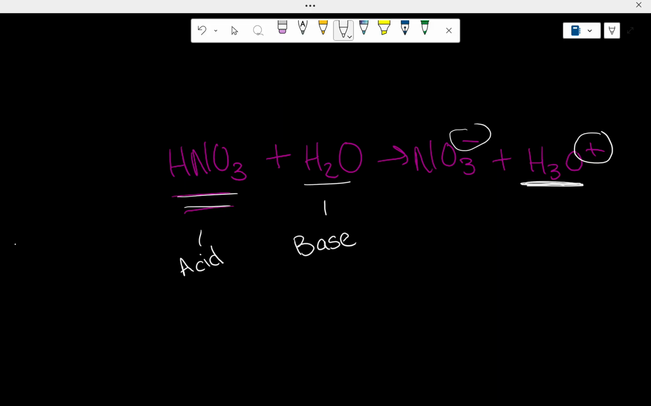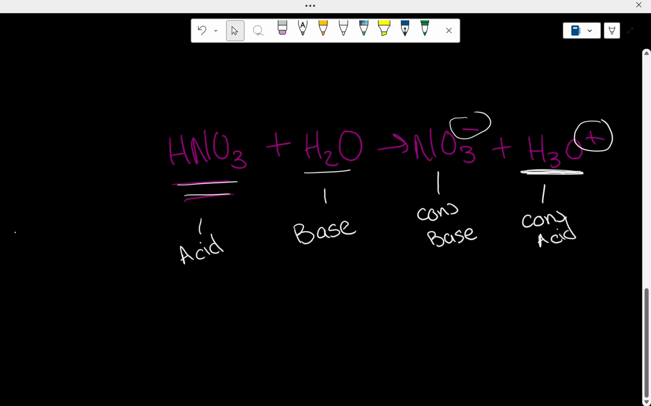And we know that the product is going to be the opposite of the reactant, so this is going to be your conjugate base. And this is going to be your conjugate acid. And this is it. We just classified all 4 components of an acid-base reaction in this reaction. Let's go ahead and try one last one.